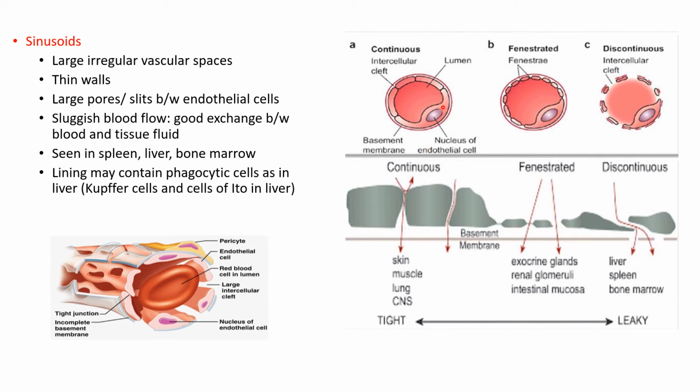So just to recapitulate, this is a continuous capillary with tight junctions between the cells. This is a fenestrated capillary where there are small pores or fenestrations which are closed by a diaphragm. And this is a discontinuous capillary or the sinusoid where there are large pores between the endothelial cells and the basement membrane is also discontinuous.